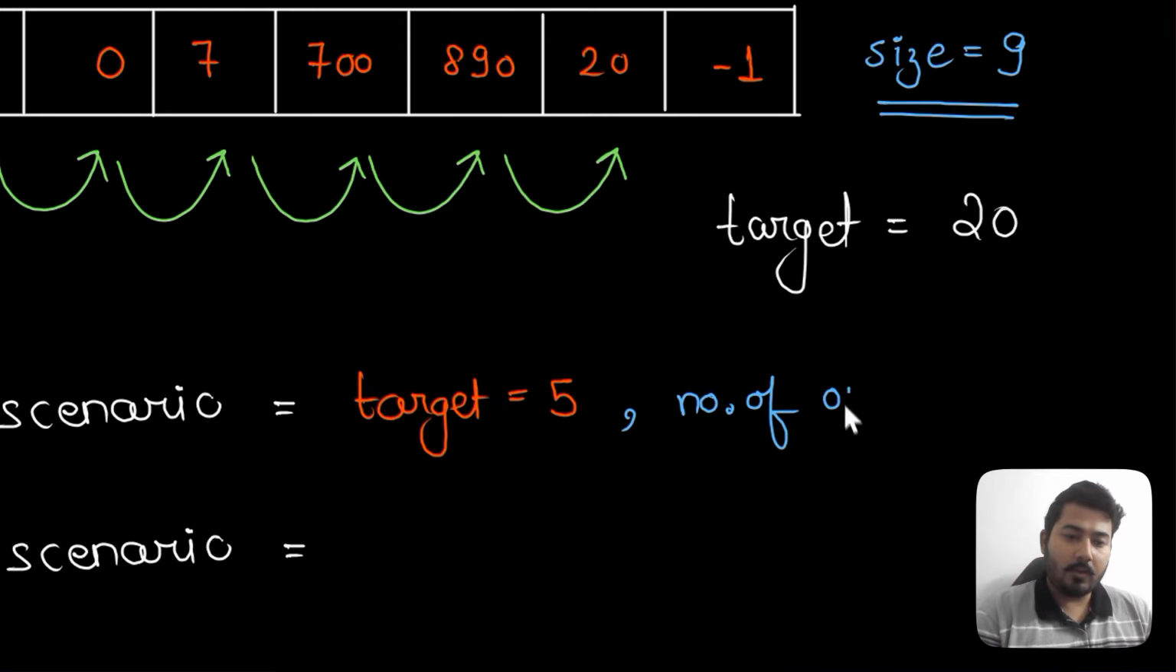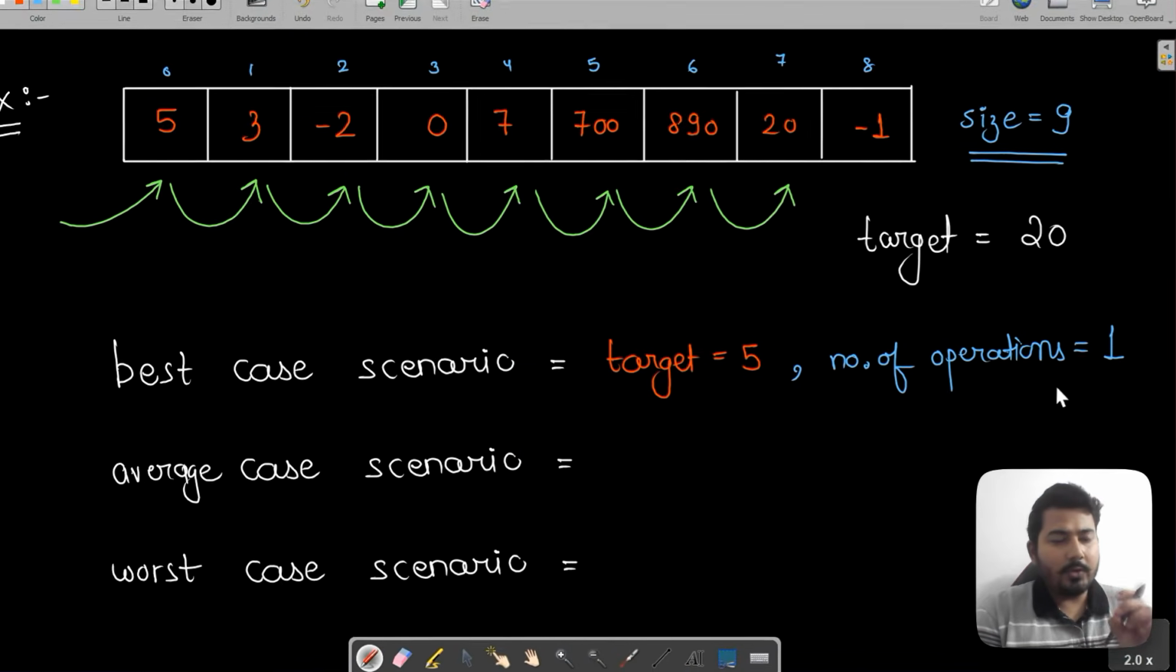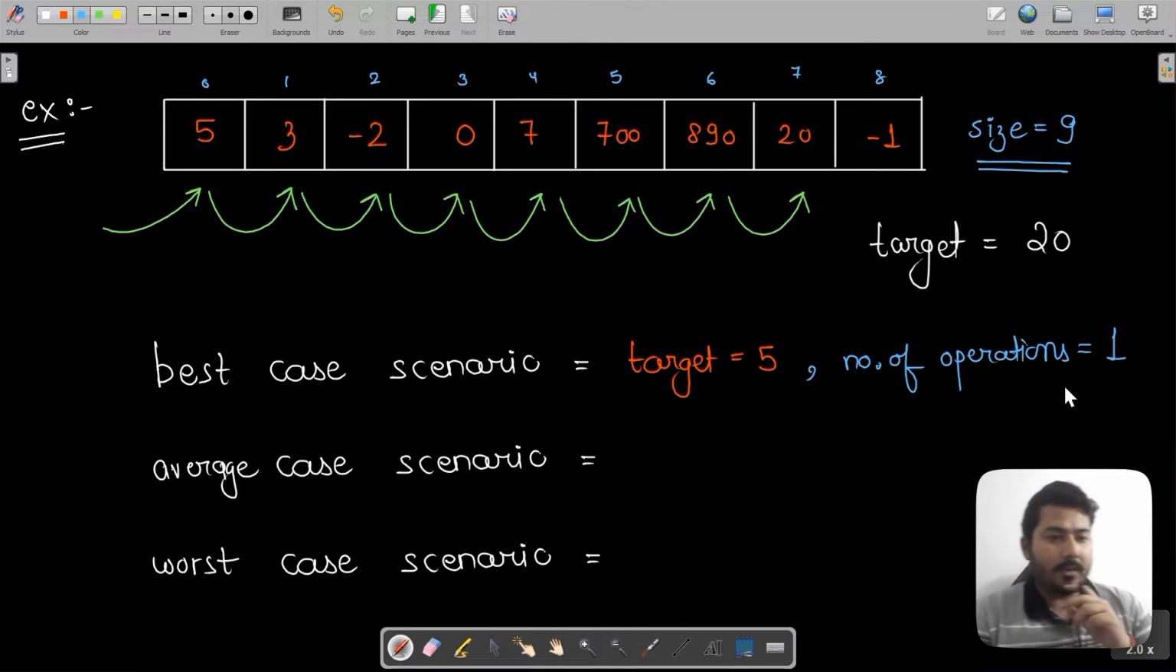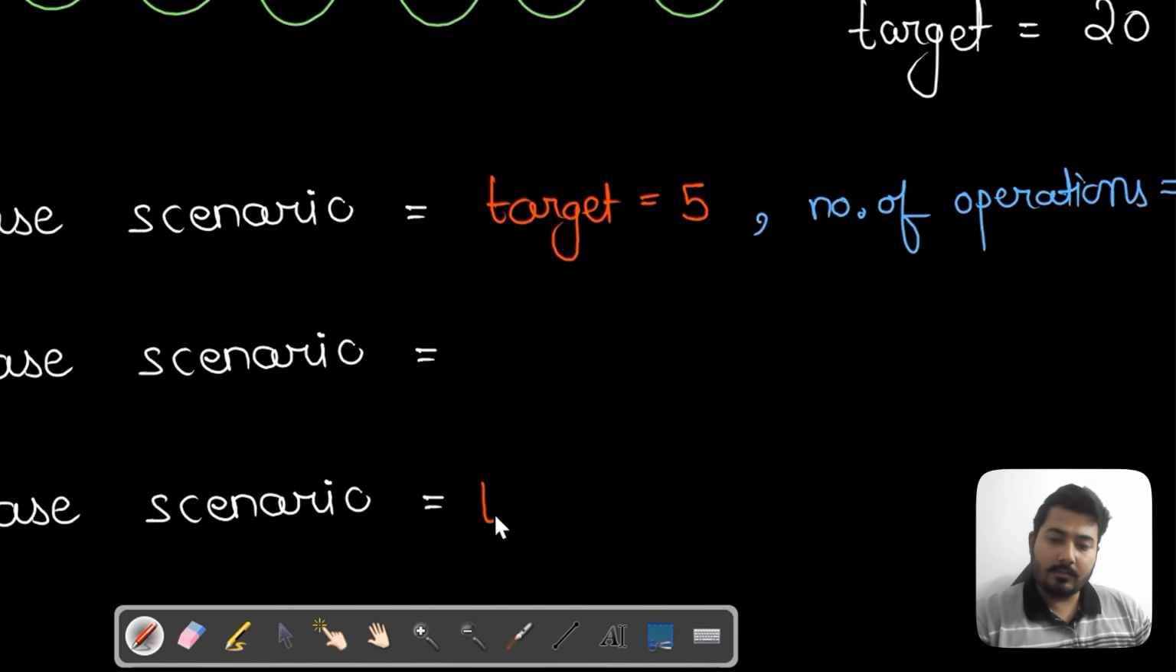Number of operations is equal to 1. Could you have any less number of operations in any possible case? No. This is the very first value, and you cannot have better than this number of operations. This is the best case scenario. That is why this is called the best case scenario. That means the least number of operations you have to take while trying to find your solution through this linear search.